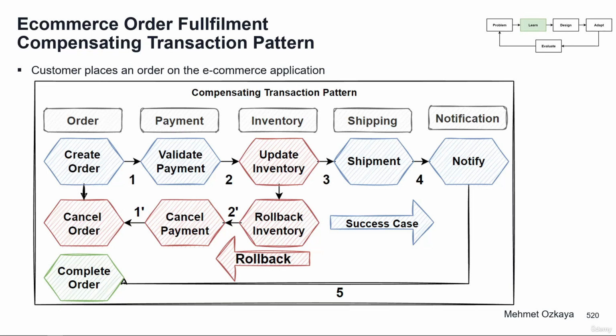For example, if the payment processing service fails, the compensating transaction can refund the payment. If the shipping service fails, the compensating transaction can cancel the shipment.